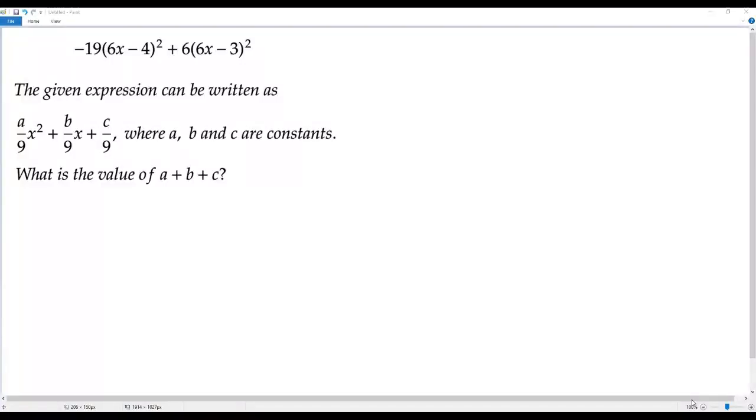Here we have an SAT math question. Okay, let's go to the information. There is an expression given over here: negative 9 times (6x minus 4) the whole square, plus 6 times (6x minus 3) the whole square.